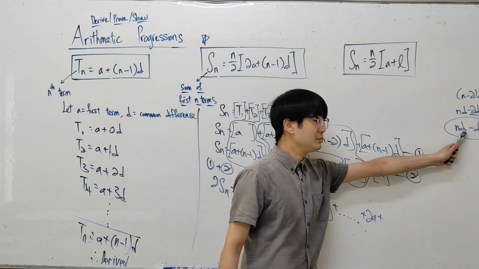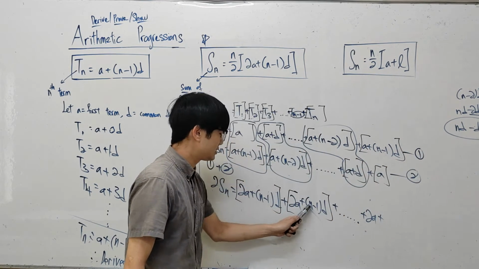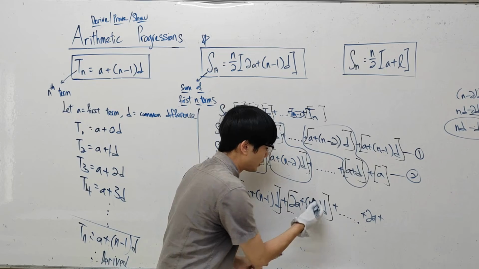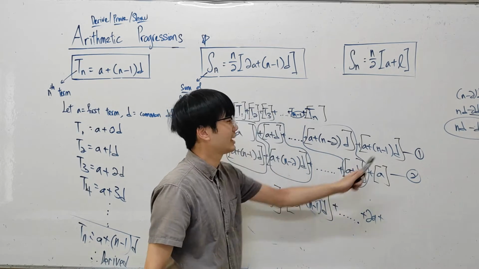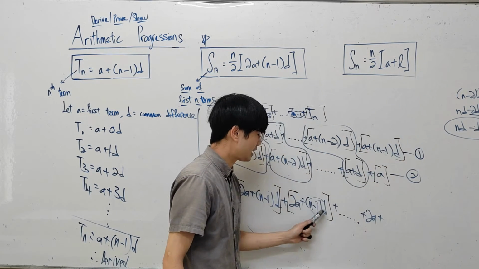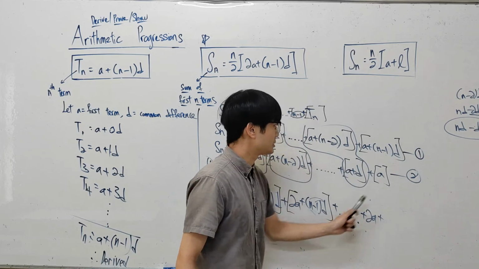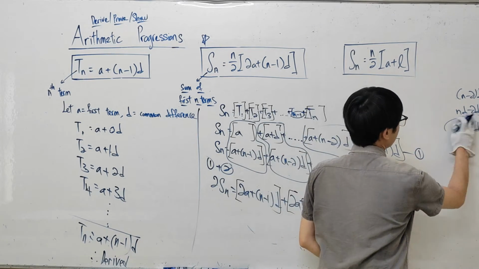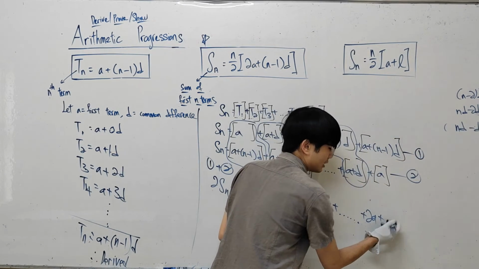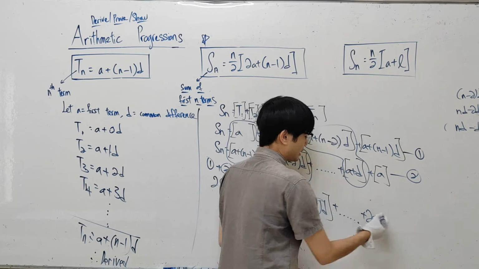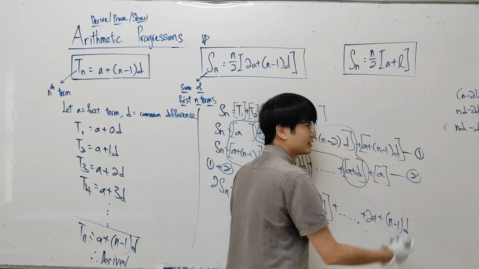But did you realize nd minus d is the same as (n minus 1)d here? Because when you expand, you will get nd minus d, right? n times d is nd, negative 1 times d is negative d. It means the answer here will be the same as what you write here, which is (n minus 1)d.